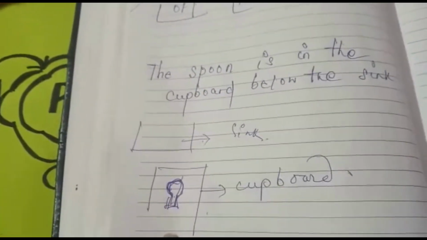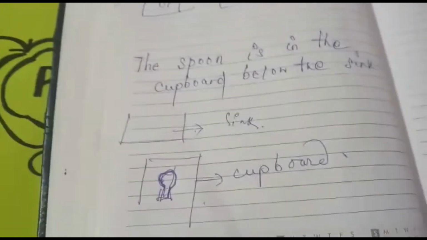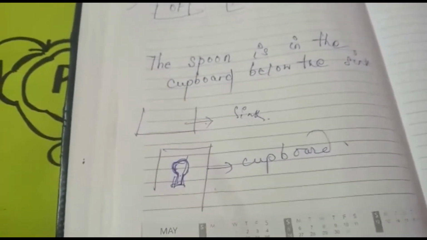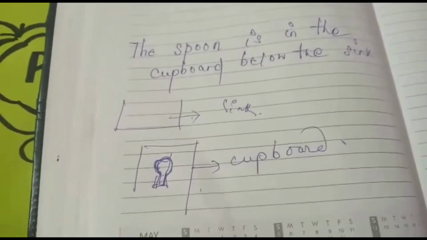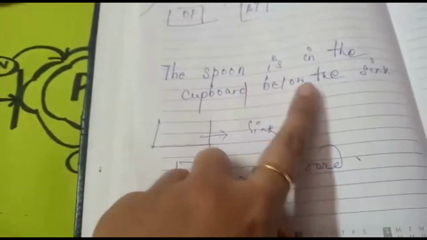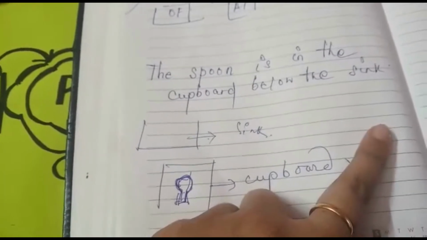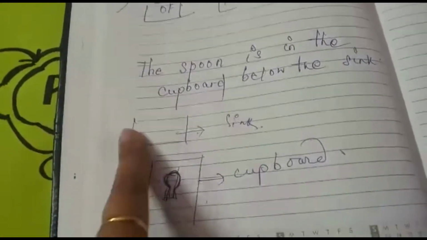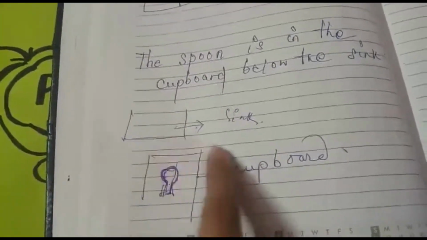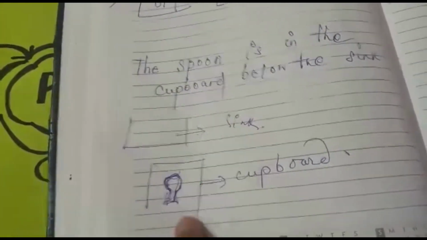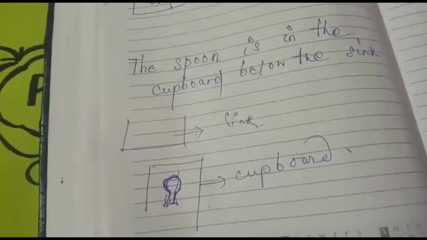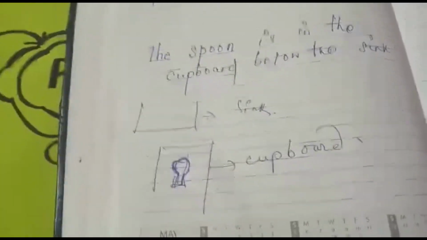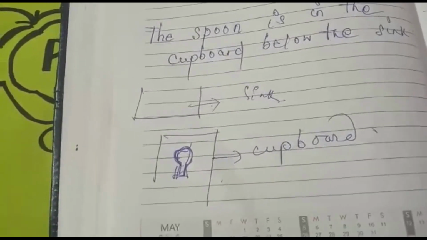So when one object is not directly under the other object, or is below or lower than the other object, that time we use below. See the sentence: the spoon is in the cupboard below the sink. You see the position. Sink means basin, and this is a cupboard and this is a spoon. Inside that cupboard the spoon is there, so it is not directly kept. I hope this is also clear to you.